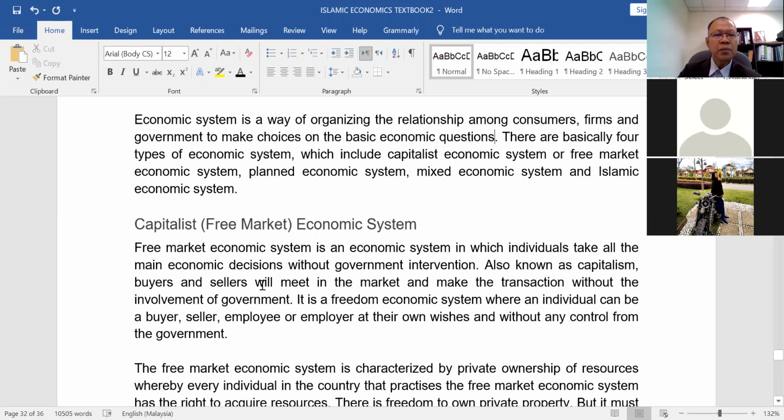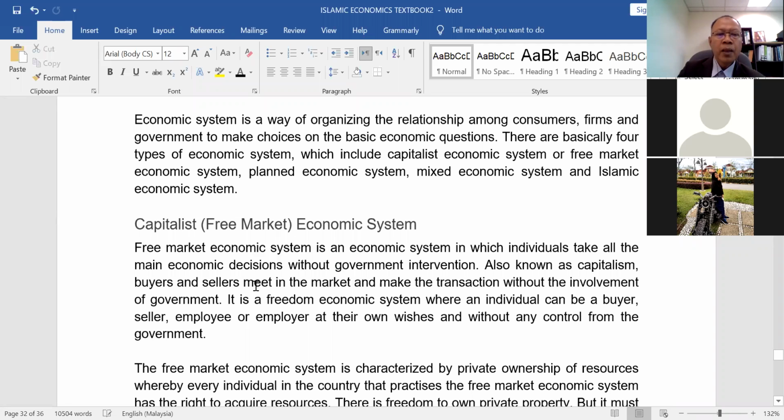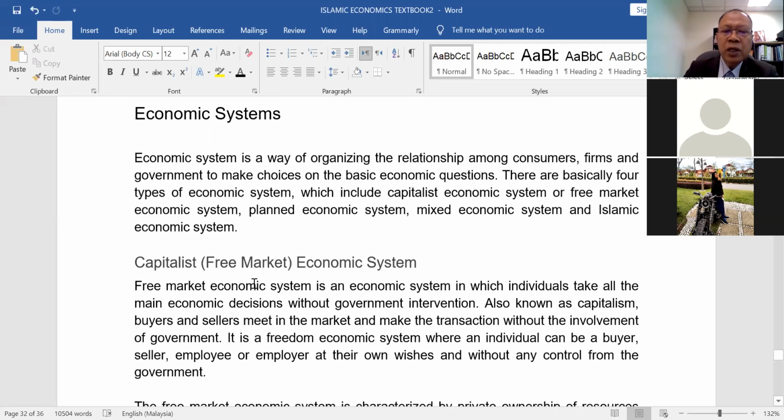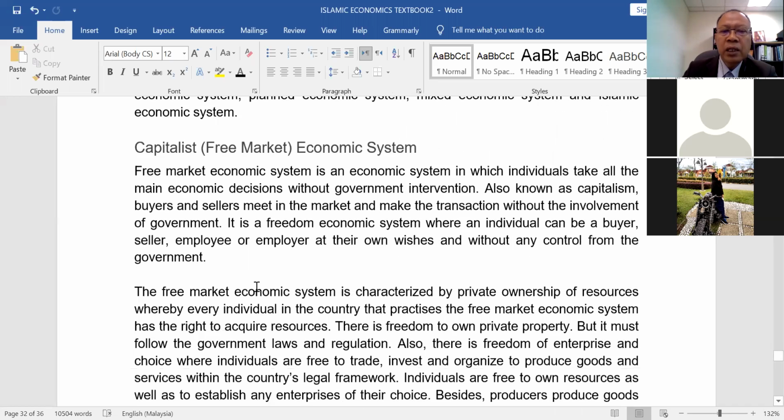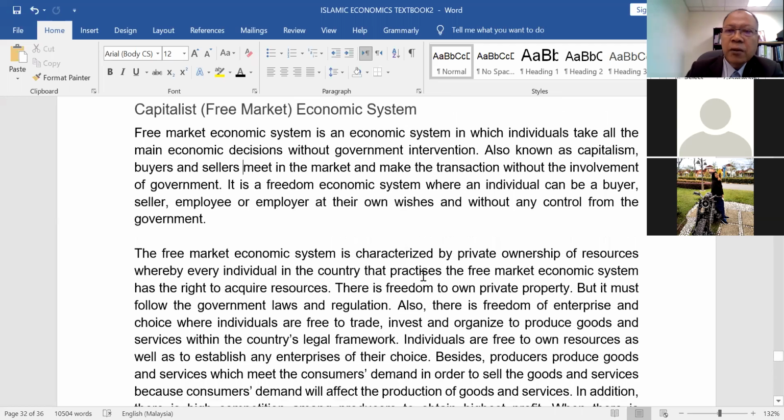Also known as capitalism, buyers and sellers meet in the market and make the transaction, the selling and buying without the involvement of government. That is the capitalist economic system. It is a freedom economic system where an individual can be a buyer, seller, employee, or employer at their own wishes and without any control from the government. The free market economic system is characterized by private ownership of resources, whereby every individual in the country that practices the free market system has the right to acquire resources.